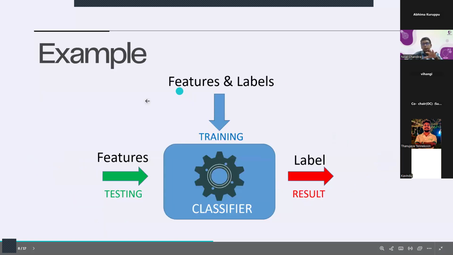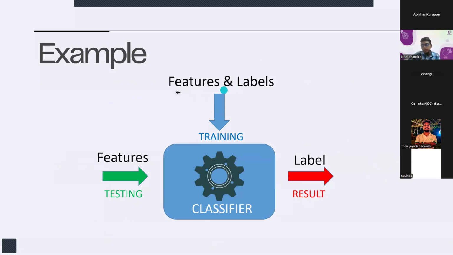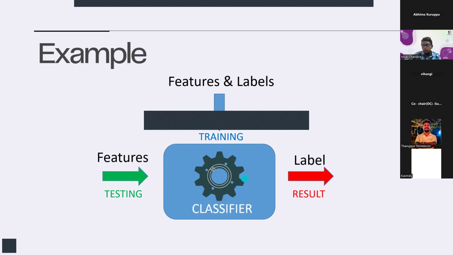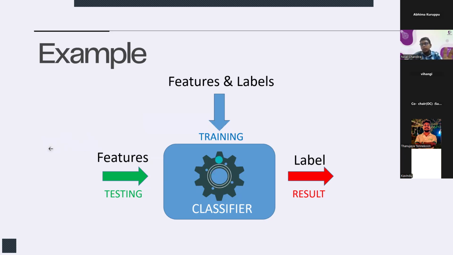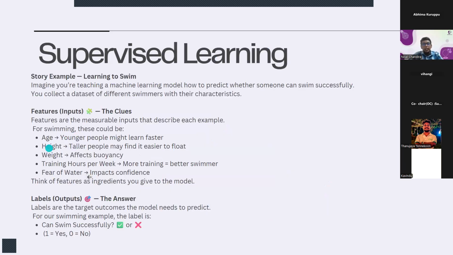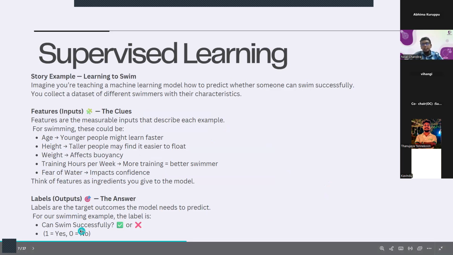I think you can now understand what the features are for a particular problem, and what the label is. From those features and labels, you are training the model. Now imagine you have a model. If you input age, height, weight, training, and fear of water, the model will tell you whether he can swim successfully or not.